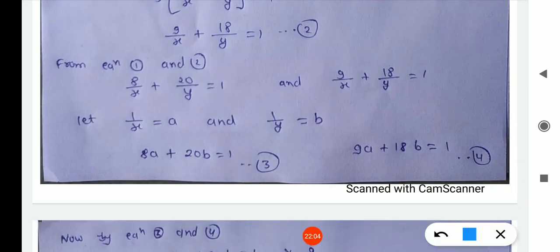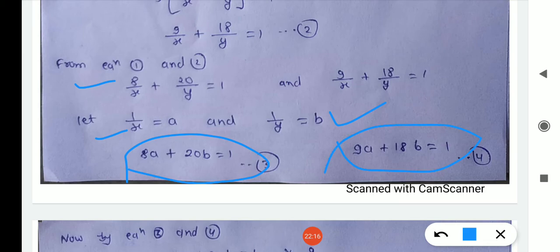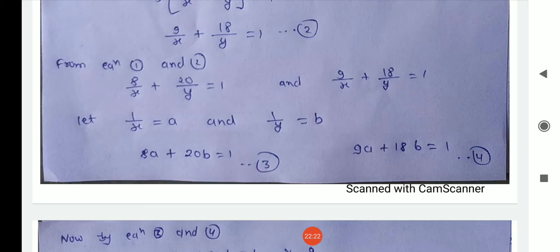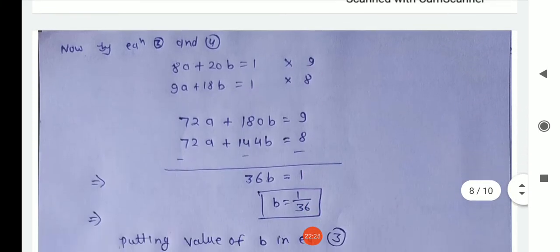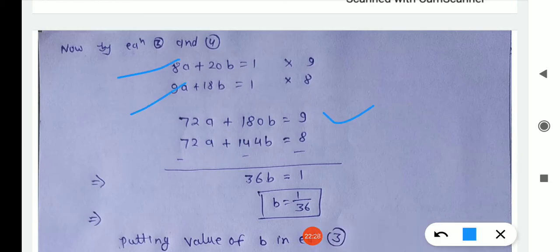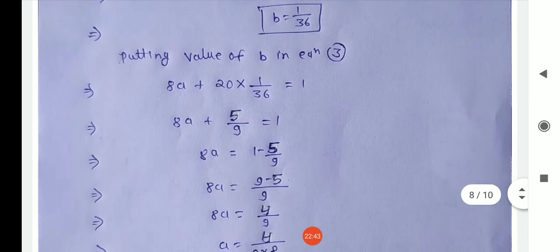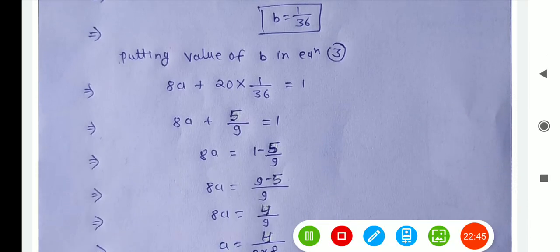So now first I reduce it to linear equations, so I take 1 upon X equal to A and 1 upon Y equal to B. So simply this is our equation: 8A plus 20B equals 1 and 9A plus 18B equals 1. This is our equation third and fourth. Now in third and fourth we find the values of A and B. So we make the coefficient of A equal. So this is our required equation: 72A minus 72A is 0, 180B minus 144B we get 36B, and 9 minus 8 we get 1. So B is 1 upon 36. Now I put this value of B in equation third. So we get the value of A.